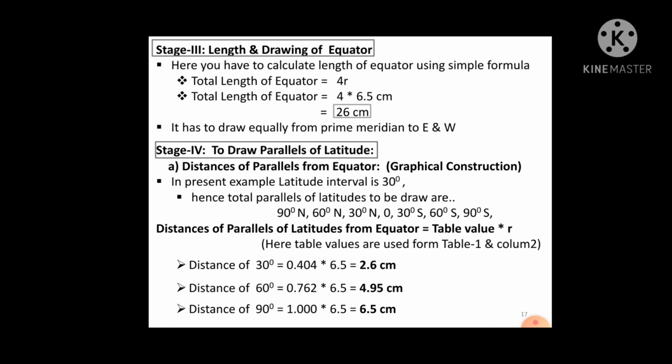And here, as you know, in the fourth stage, we have to find out the distances of the latitudes from the equator. So for that, first of all, you should know what the latitudes are which we have to draw in this projection as per the example. Remember that 30 degrees is the interval of latitude. So by 30 degree interval of latitude, how many parallels do we have to draw? I think 3 to the north and 3 to the south hemisphere, right? So 30, 60 and 90.